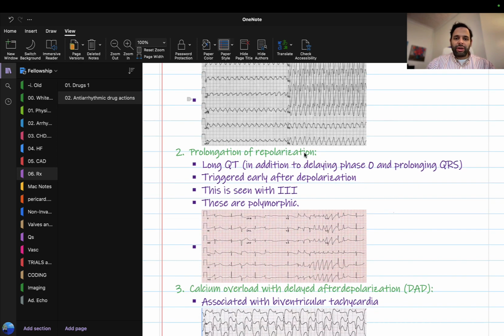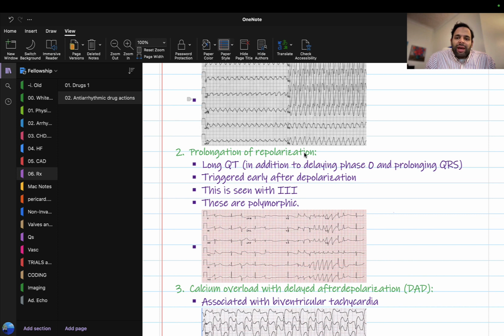The second is prolongation of repolarization. You have to have a long QT for this subset of medications. But technically, if you have a prolonged QRS, then that contributes to the QT, because the QT is the total duration of ventricular excitation, or ventricular contraction really. Total duration of ventricular systole, actually. So that includes depolarization and repolarization. But for this mechanism, we're talking about the repolarization part of the action potential.